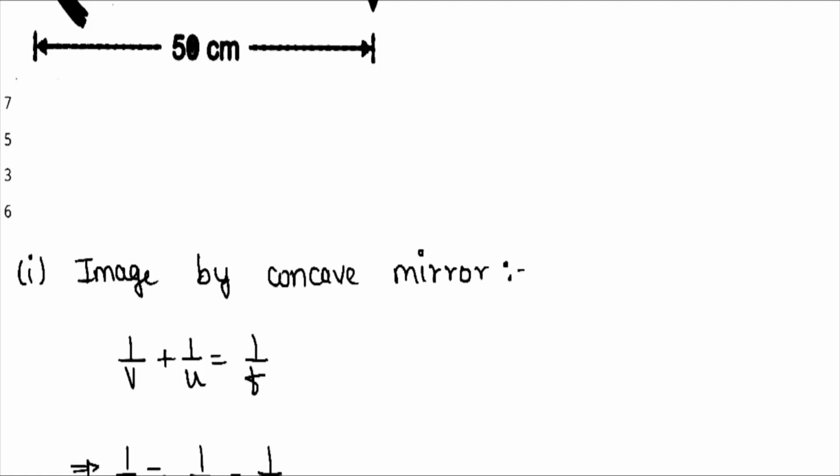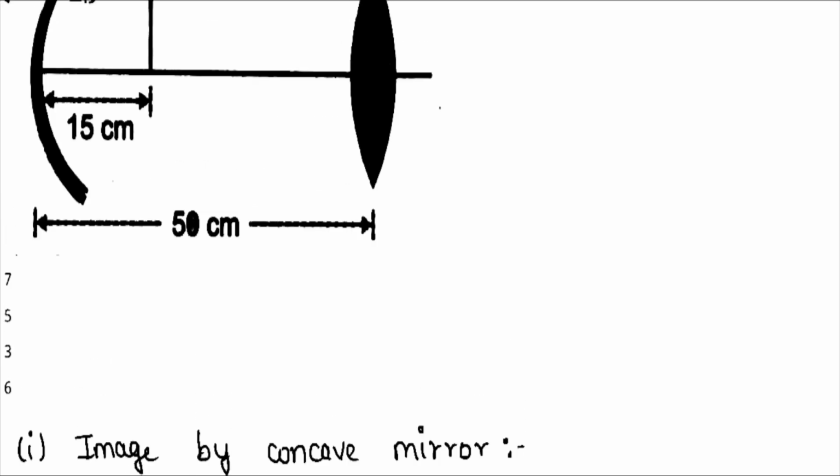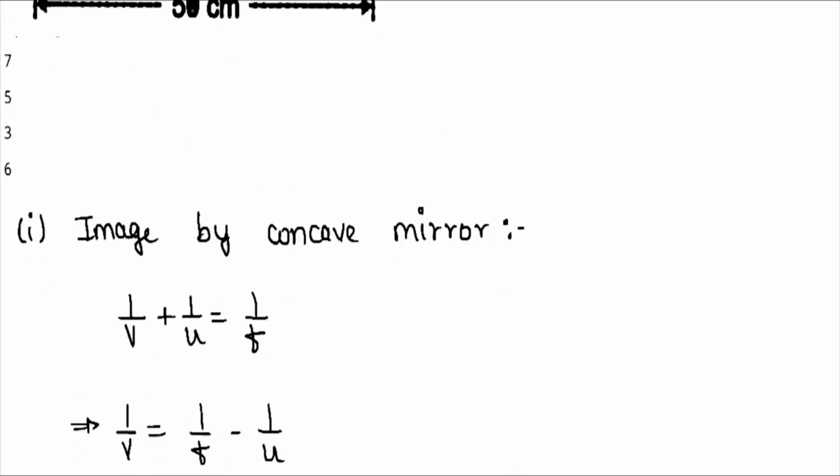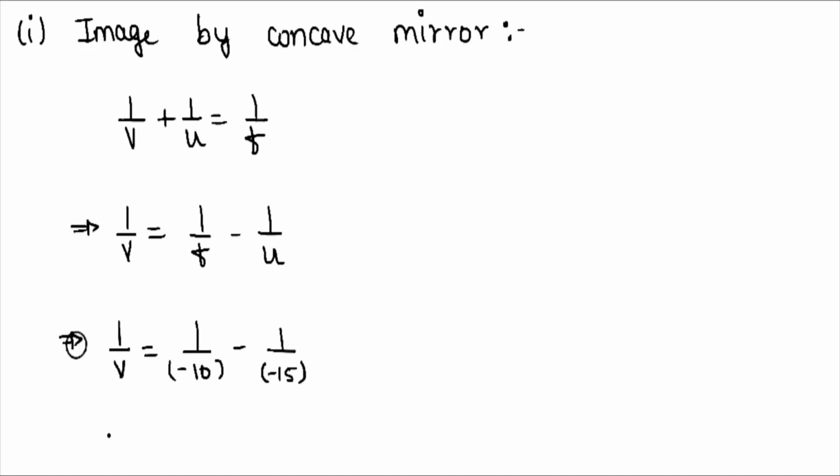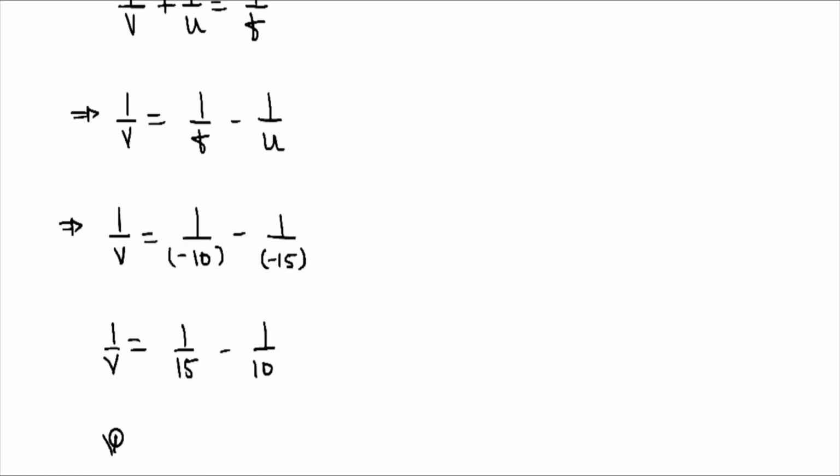Now we put the values with conventions. Our focal length will also be on the negative side, and it is given to us as 10. So 1 by v will be minus 1 by 10 minus of minus 1 by 15. So we get 1 by v equal to 1 by 15 minus 1 by 10. If we solve this, our v will be minus 30 centimeters.